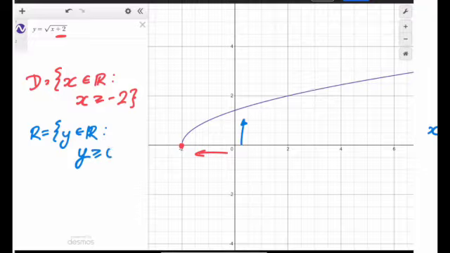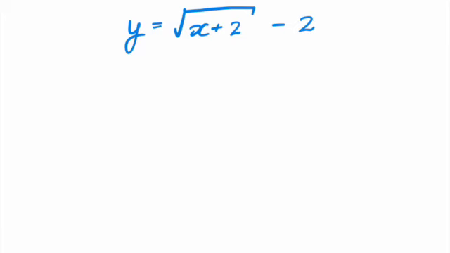Prior to looking at the graph for this function, let's have a look at the domain and range in an algebraic context. Now we know because of the square root sign that x plus 2 must be greater than or equal to 0.